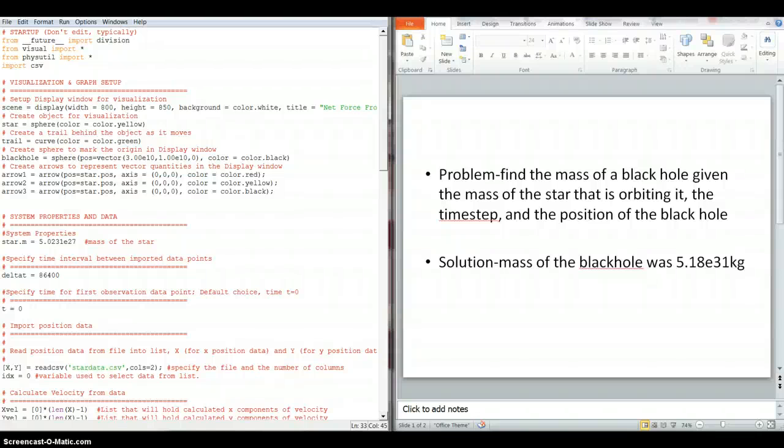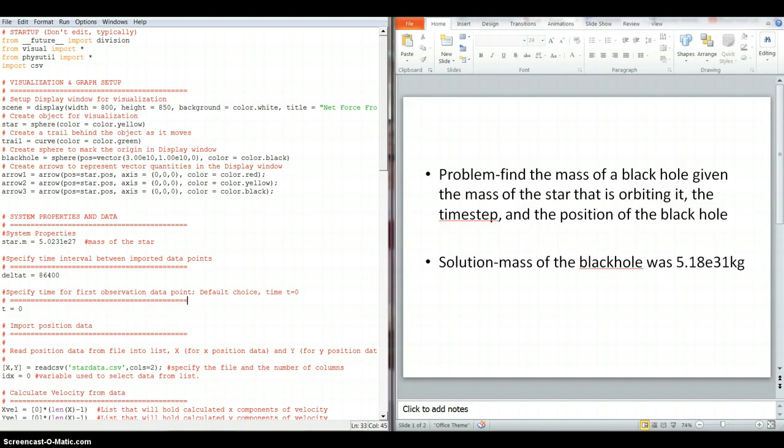Hi, welcome to Lab 3, the black hole orbit. In this lab, we were to find the mass of a black hole. We were given the mass of the star that is orbiting it, the time step, and the position of the black hole. More important than the mass were the methods that were used to find the mass, including Newton's second law, the momentum principle, and Newton's law of universal gravity.